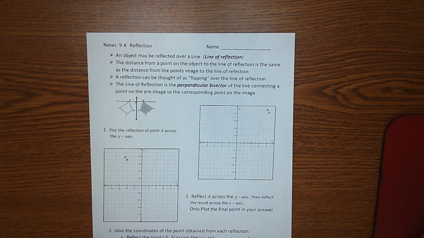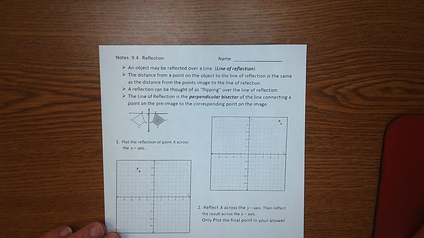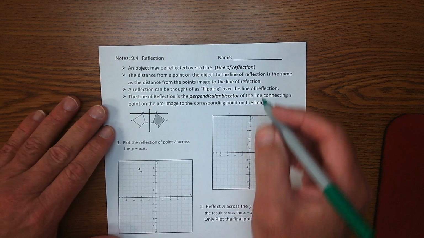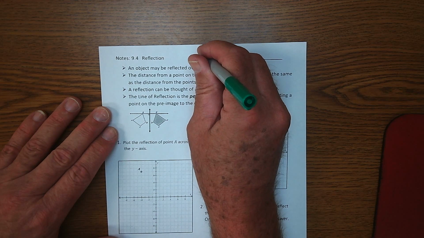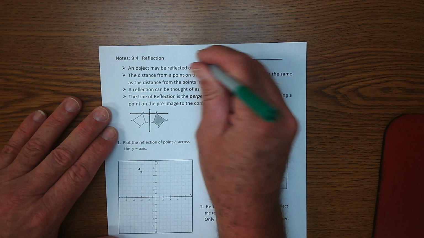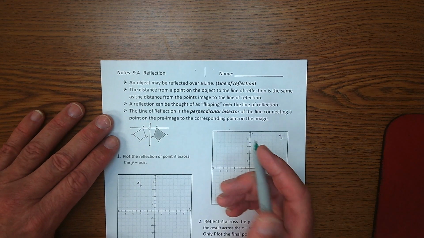Alright, here we go. This is 9.4, reflection. An object may be reflected over a line of reflection. Now, line of reflection is like the mirror. This is like the mirror principle, okay? So what we have is a line of reflection, and whatever's right here is the same thing over this side. So this is the line of reflection, the middle point of where things are going, okay?